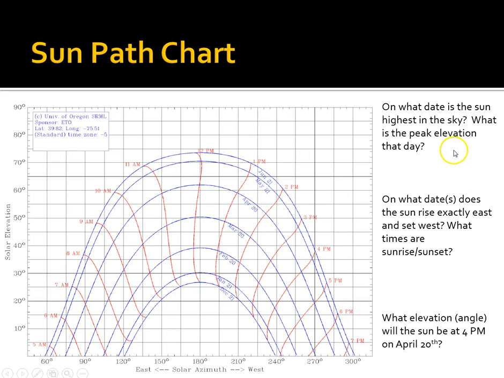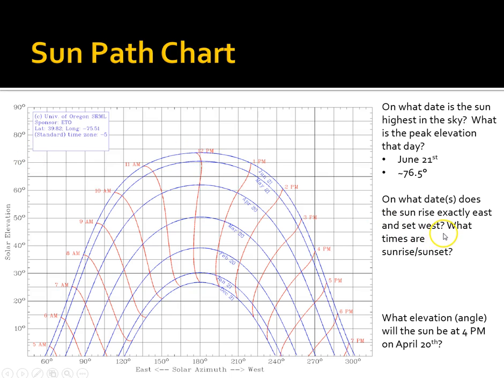Okay, so what date is the sun highest in the sky, and what is the peak elevation that day? Well, the highest path is here, and that's on June 21st. You can probably read that. And the elevation is about 76.5 degrees. If you follow this over, it's about 76. Well, actually 73.5 degrees, I believe. Sorry about that. So about 73.5 degrees.